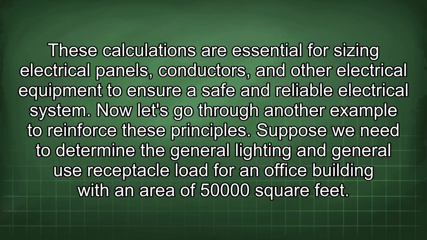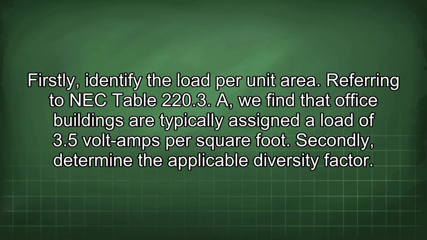Suppose we need to determine the general lighting and general use receptacle load for an office building with an area of 50,000 square feet. Firstly, identify the load per unit area. Referring to NEC Table 220.3, we find that office buildings are typically assigned a load of 3.5 volt amps per square foot.